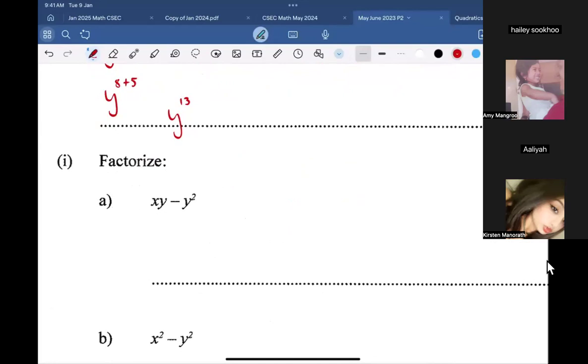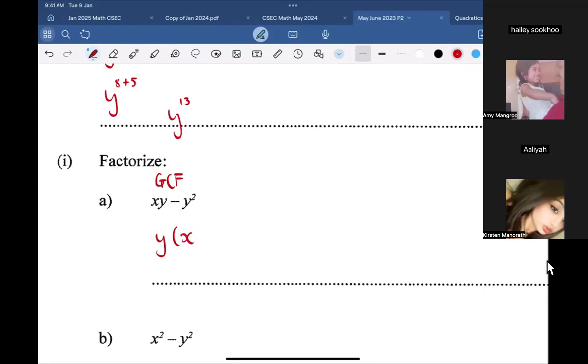Right. Next one. We want to factorize xy minus y squared. What we want to do is pull out the greatest common factor. This is GCF, greatest common factor. Are you seeing anything in common in this term and this term? Y. Yeah, we have y. So if we have y in both terms, what could we pull out from both terms? Y. Makes sense. If I pull out y from xy, what will that be? You'll just remain with x.